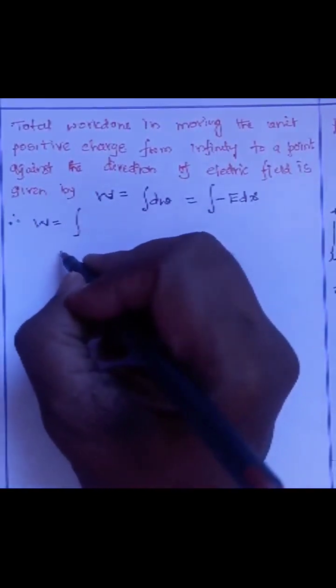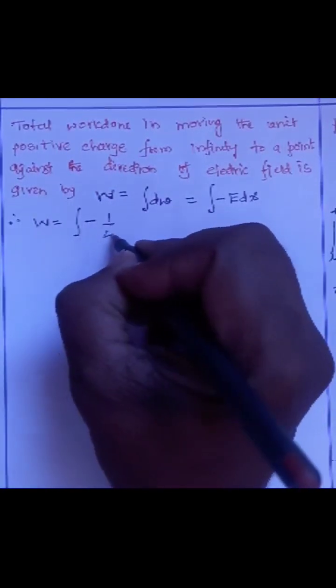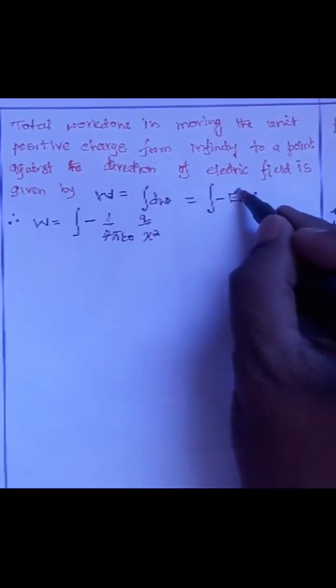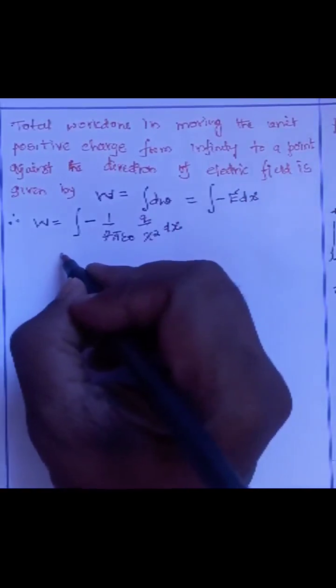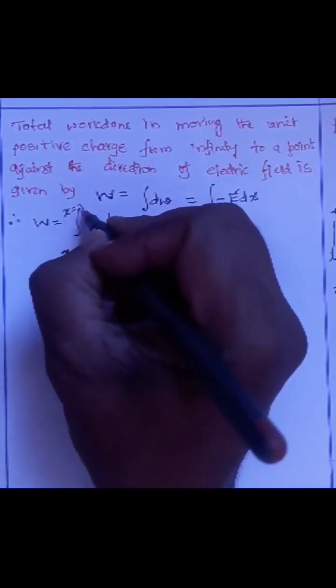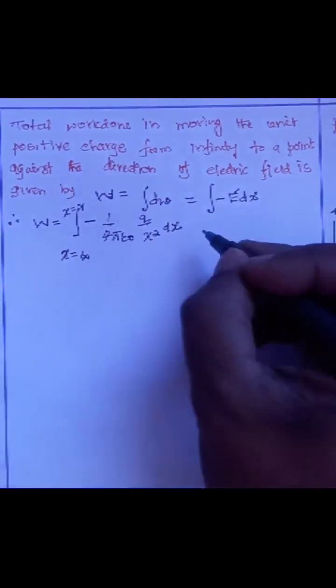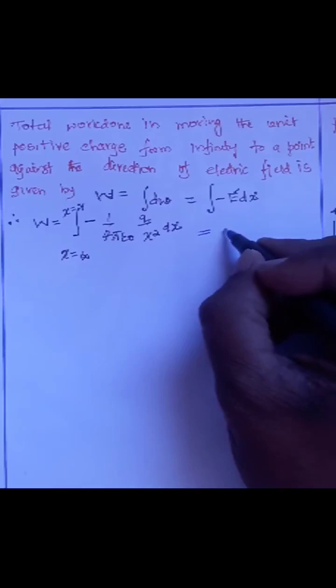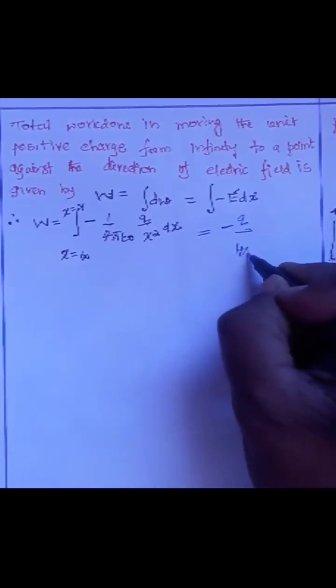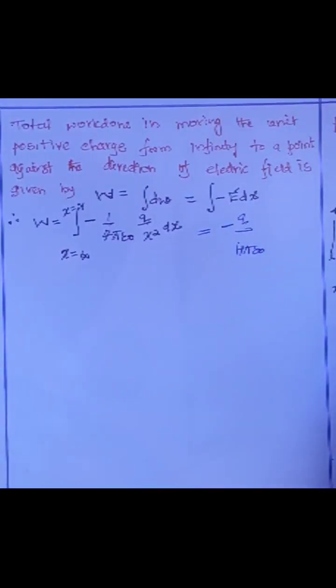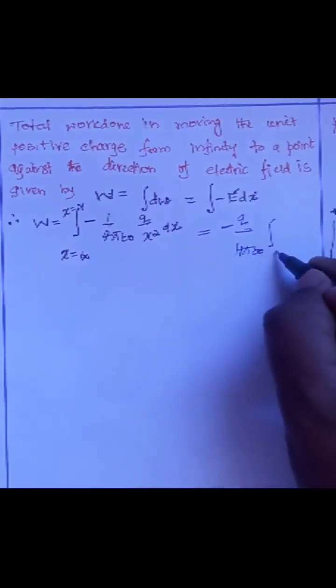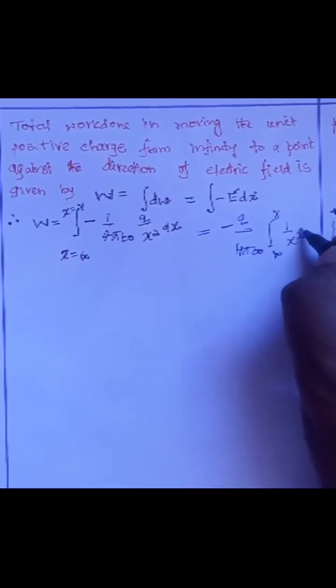Therefore, W is equal to integral of minus 1 by 4 pi epsilon naught q by x square, that is nothing but the field E, into dx, where x is equal to infinity to x is equal to r, that is the limit. So you should integrate the above equation with respect to the limit infinity to r. Okay. Now, while integrating, remove all the constants outside, that is minus q divided by 4 pi epsilon naught, integral of infinity to r 1 by x square dx.